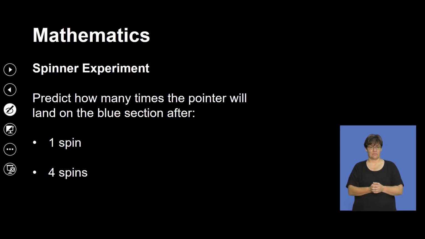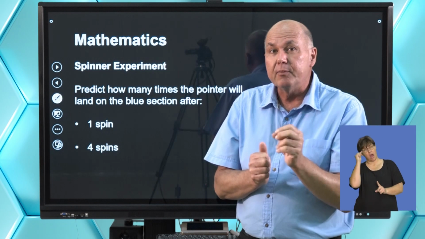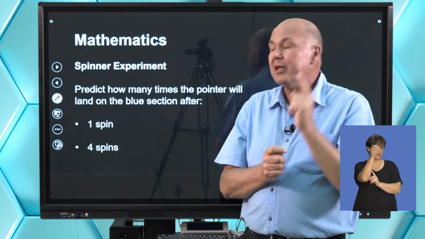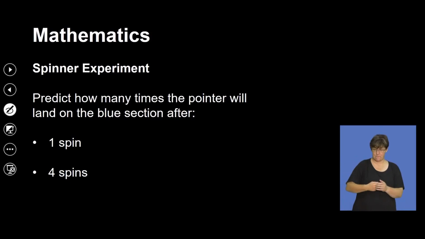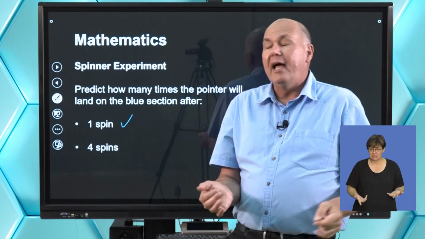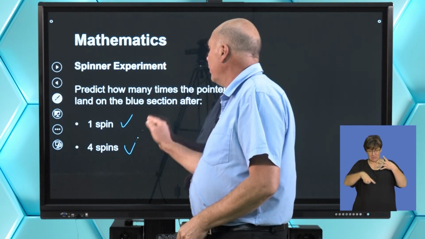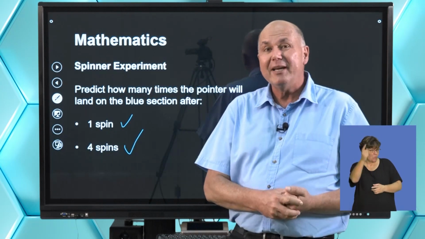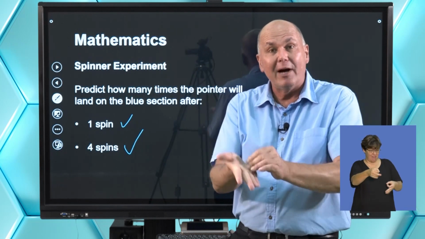Now, if we're actually going to do the experiment, can you make a prediction about what you think on the first spin? Is the needle going to land on the blue, or is it going to land on another color? What are the chances? And if we did 4 spins, what are the chances? Would you like to make a prediction? Take a piece of paper, write it down.